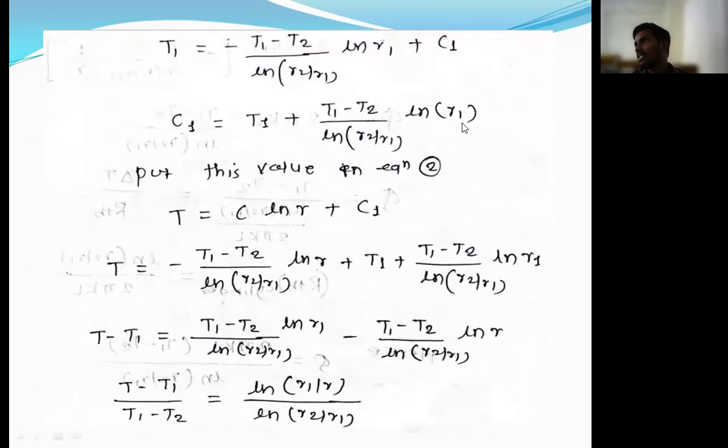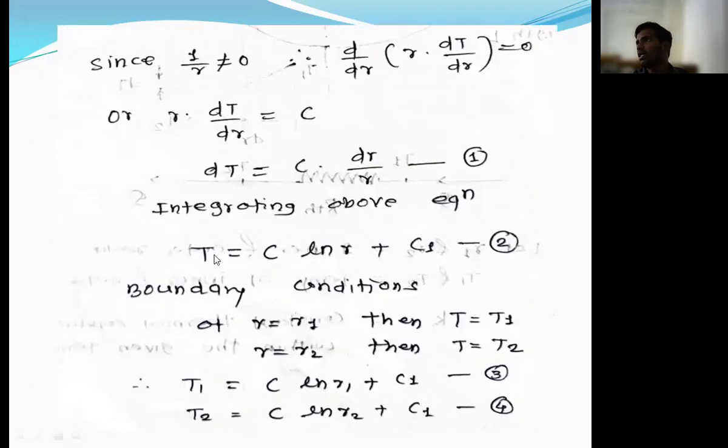Okay, so what is the value of C1? C1 is equal to T1 plus (T1 minus T2) divided by ln of R2 by R1, into ln of R1. Okay, so put this value in equation number 2. So what is equation number 2? T is equal to C into ln of R plus C1.